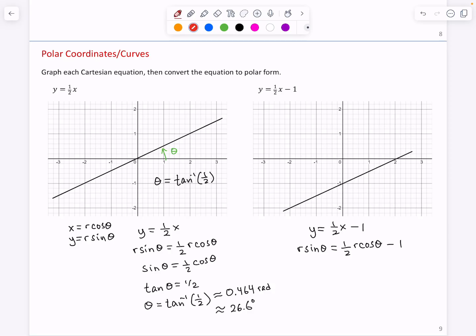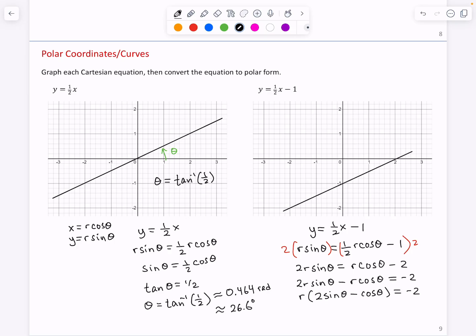I will go ahead and double both sides of the equation to get rid of the fraction, giving us 2r sine theta is equal to r cosine theta minus 2. This is an equation that we want to solve for r and put in terms as a function of theta. So I'm going to subtract the r cosine from right to left side, factor out the r, and then divide. This is my polar function that will make this line. R is equal to -2 over 2 sine theta minus cosine theta. Let's confirm this one with technology.